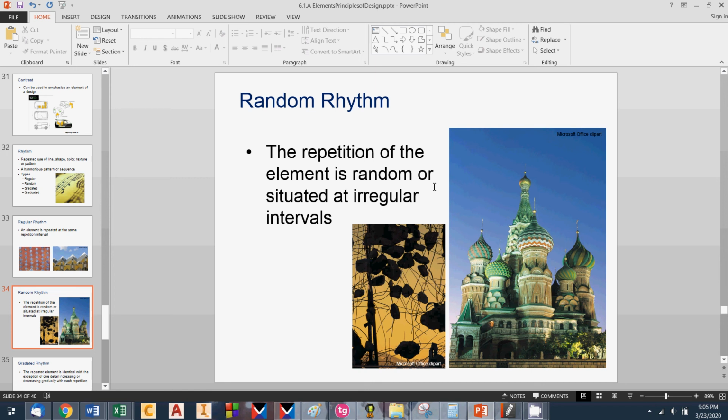So even though they're not arranged equally spaced from each other, they're not all the same size, they're not all in a line or anything like that, we still see a rhythm here, and it helps to tie the whole structure together.